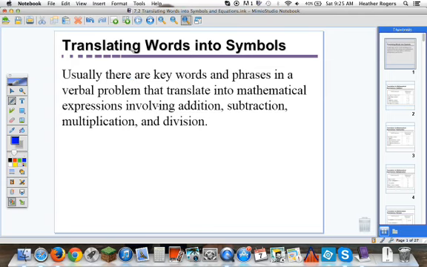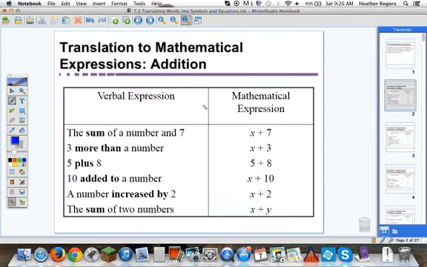problems. So the first thing we have to do is state a problem, and then translate the words and phrases in the problem into our mathematical algebraic symbols. Usually there are keywords and phrases in a verbal problem that translate into mathematical expressions involving addition, subtraction, multiplication, and division. You might want to write these down. These are handy to have.